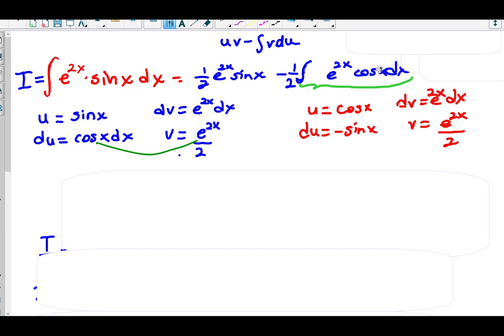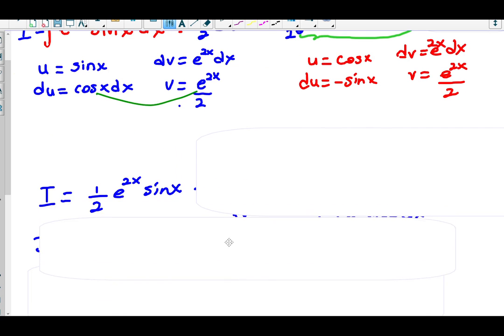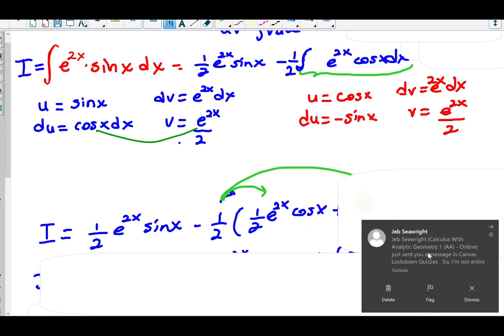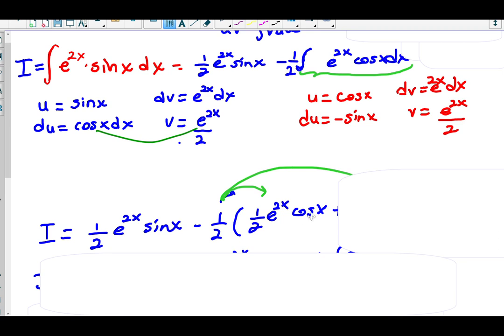But instead of this integral, I'm going to use the integration by parts formula in there. I'm going to open the parenthesis and start plugging things in. We begin by writing the first piece as it is, just copied down from above: 1/2 e to the 2x sine x. Done. Minus 1/2, copy that from above. Now open the parenthesis and start applying the integration by parts formula to this integral. So u times v will be e to the 2x over 2 times cosine x.